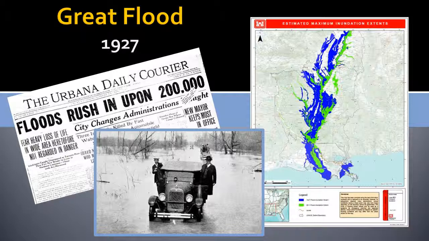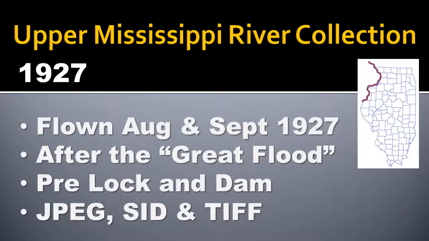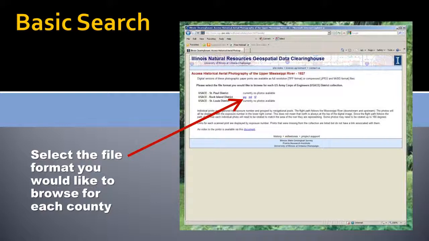The next collection was made because of the Great Flood of 1927. The green is the 2011 flood, and the blue is the 1927 flood. That's how much of an impact it had on the United States. And so this collection was flown by an act of Congress in August and September of 1927. The whole Mississippi River and other navigable riverways were photographed so that they could get a handle on the engineering that would need to happen to control the river.